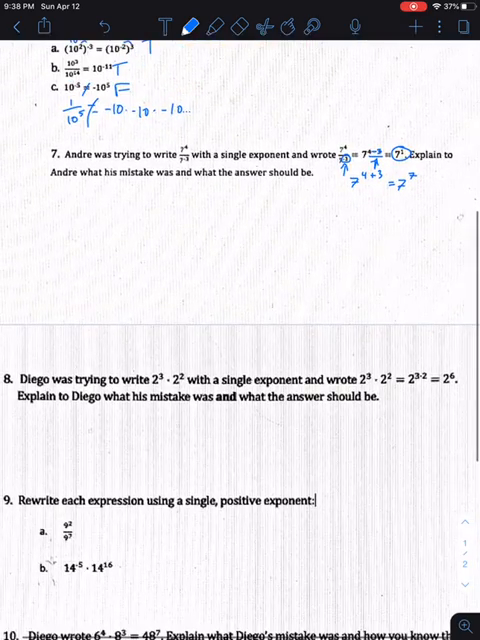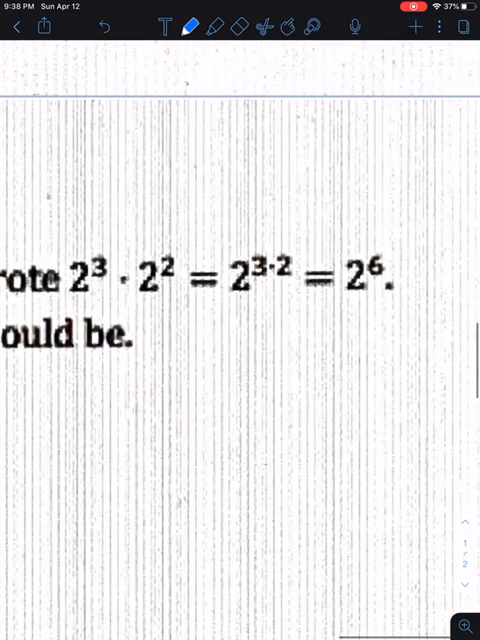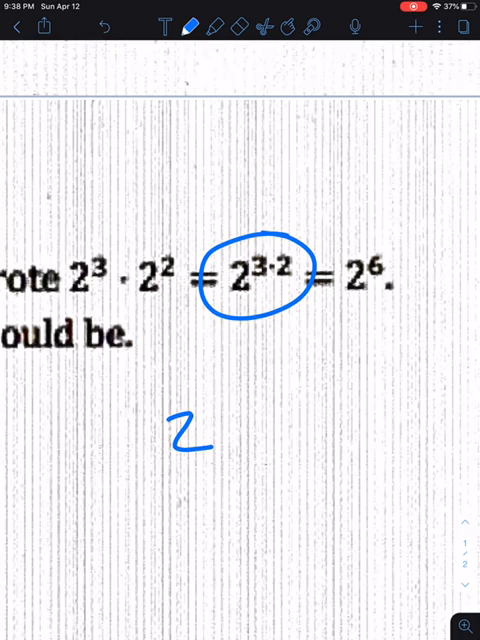Now let's look at what Diego did. So Diego was trying to write 2 to the 3rd times 2 to the 2nd and wrote this. Oh, Diego. All right, so he used the power rule. He multiplied exponents. Now the problem here is we use the power rule when we have one base in parentheses, right? Anyway, let's try this again. 2 to the 3rd to the 2nd. Now here we would multiply 2 times 3 and get 2 to the 6th.